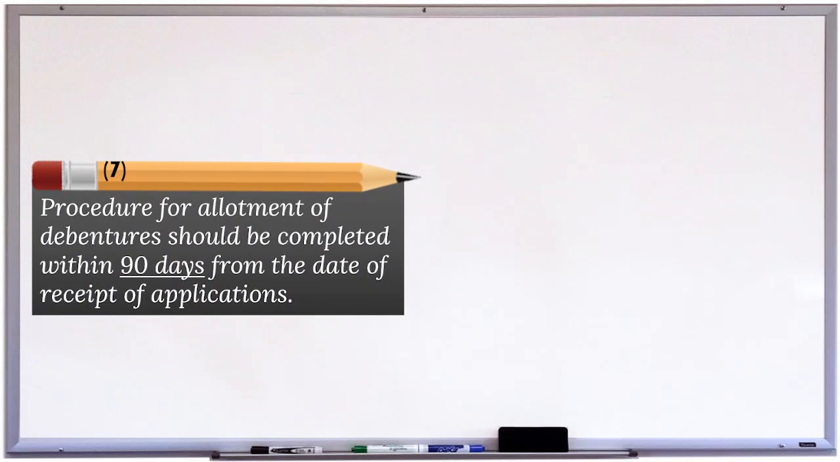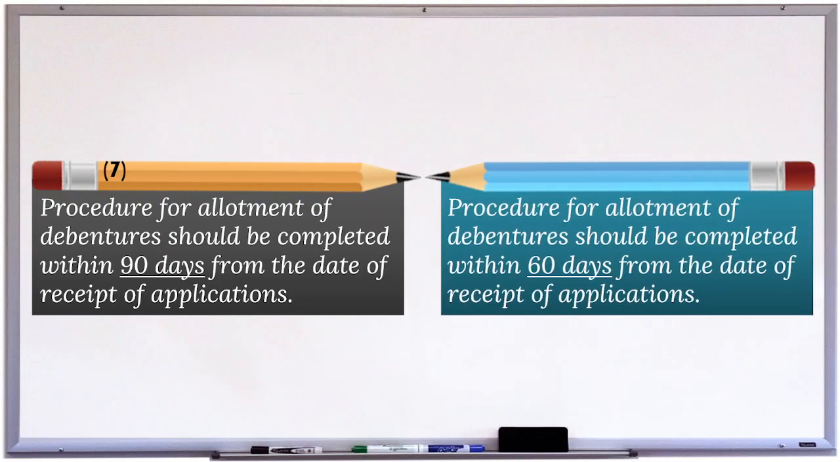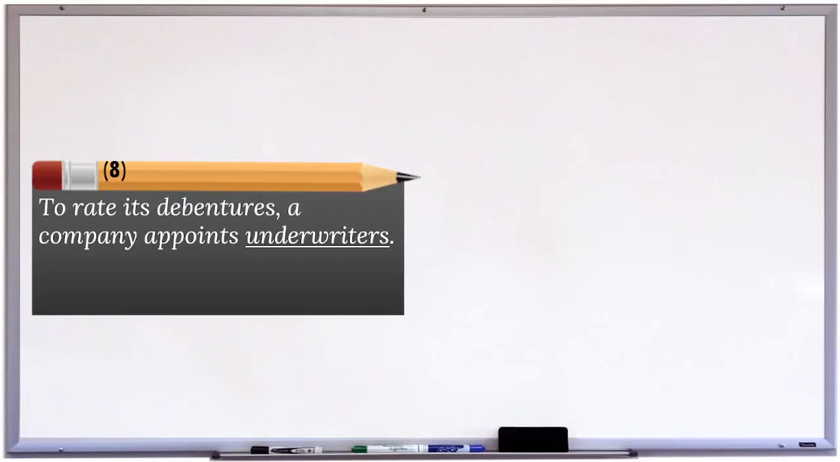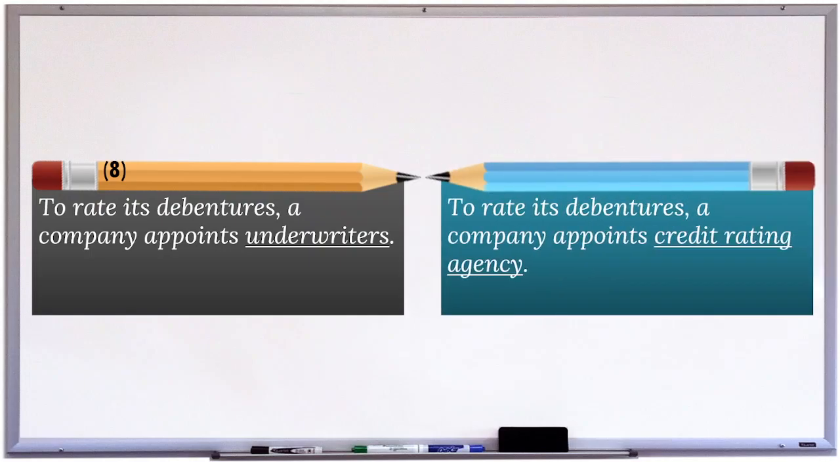7. Procedure for allotment of debentures should be completed within 90 days from the date of receipt of applications. Answer. Procedure for allotment of debentures should be completed within 60 days, from the date of receipt of applications. 8. To rate its debentures, a company appoints underwriters. Answer. To rate its debentures, a company appoints credit rating agency.